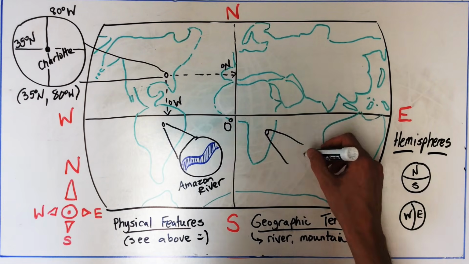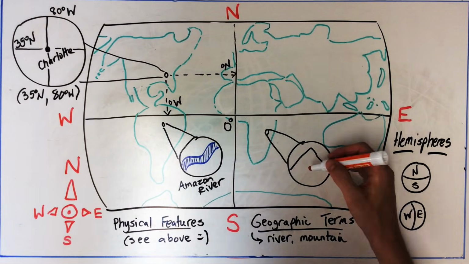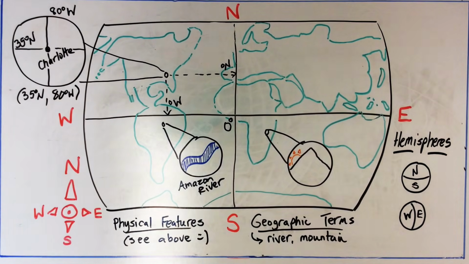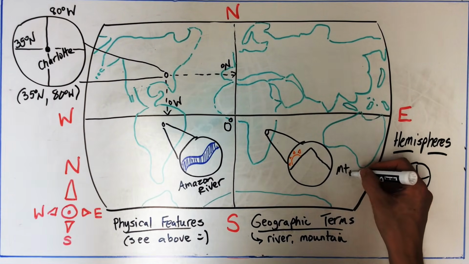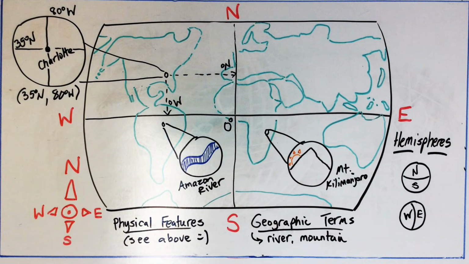Similarly, mountain is a geographic term. It's the name we use for a giant raised portion of Earth. But the actual real Mount Kilimanjaro in Tanzania is a physical feature of Earth. With that, fair students, consider yourselves brushed up on those geography basics.